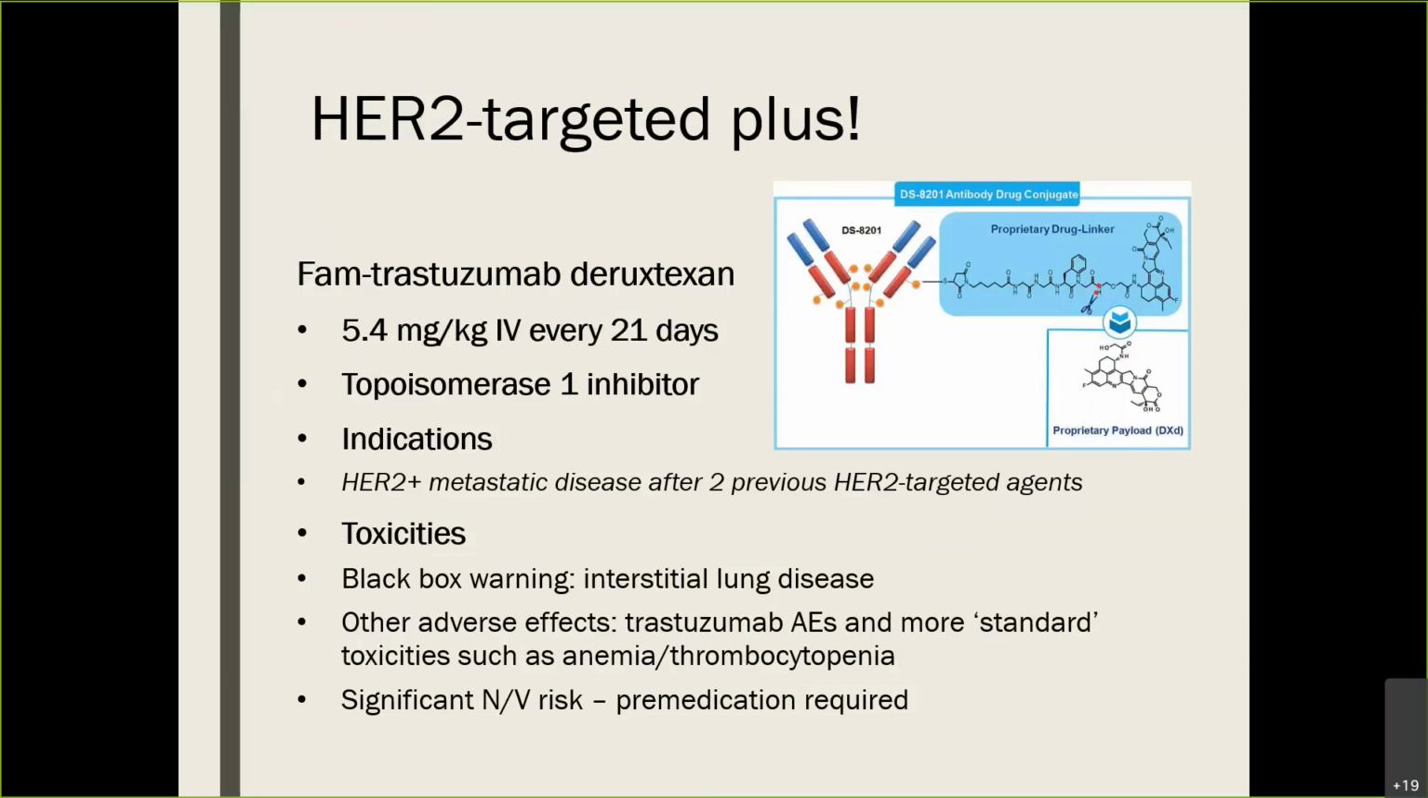Its only indication currently is HER2-positive metastatic disease after two previous HER2 agents, aka after trastuzumab and after Kadcyla. Black box warning for interstitial lung disease, the first presentation of that out of the HER2 products. Again, you have more of those standard chemotherapy toxicities of anemia and thrombocytopenia, but this is a monoclonal antibody that does have a significant nausea and vomiting risk requiring antiemetic premedication.